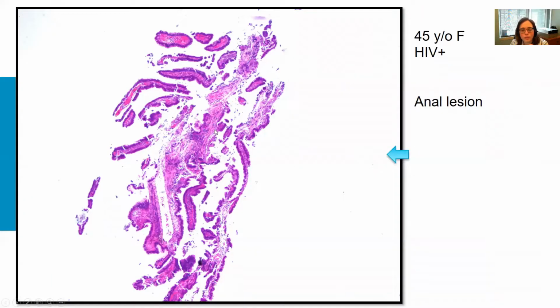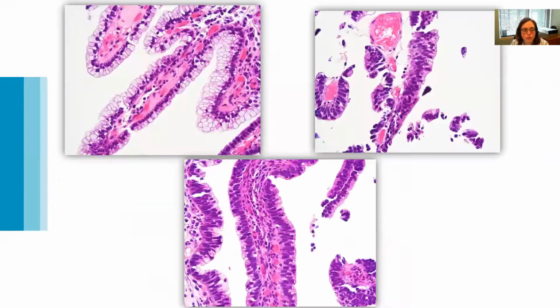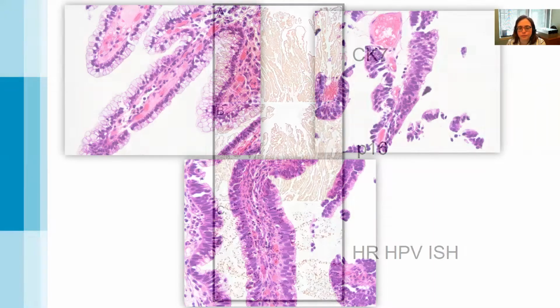Now, this villiform appearance may be seen even in small samples and can be diagnostically helpful. And even in small samples, you can see this variability in mucin content, and both the villiform architecture and the variable mucin from one area of the biopsy to another can be clues for you to think, is this an anal adenocarcinoma associated with high-risk HPV?